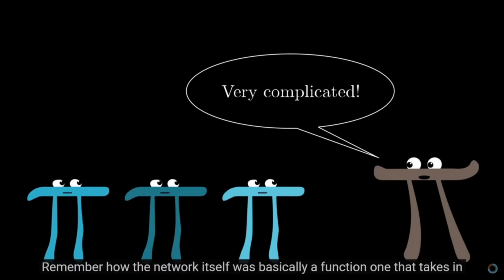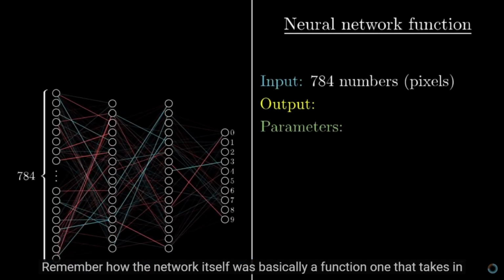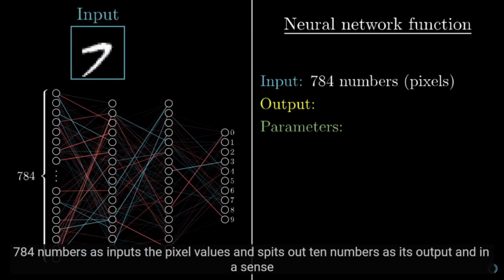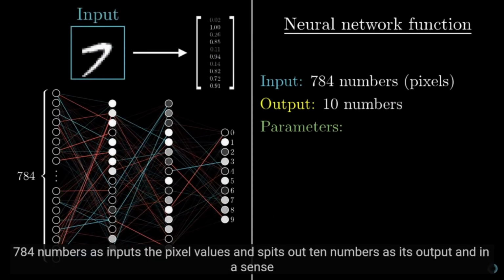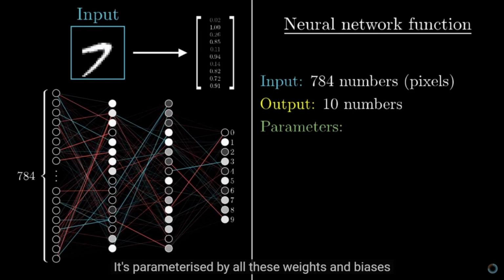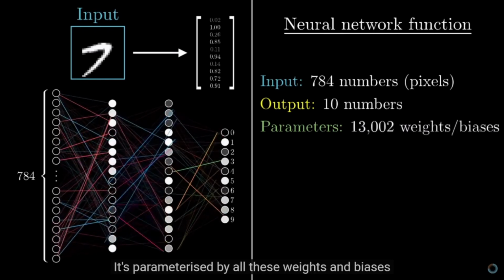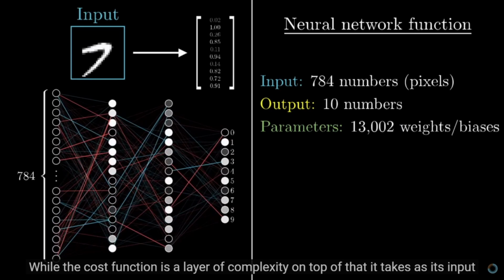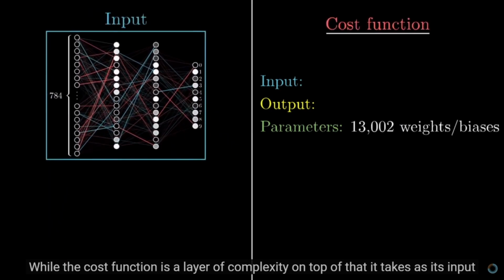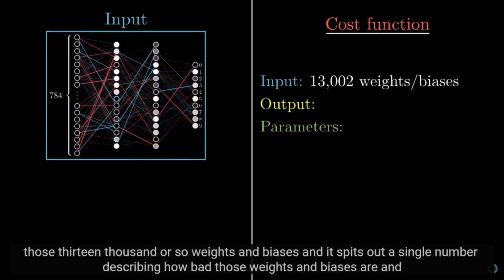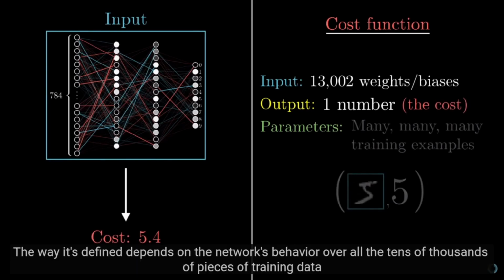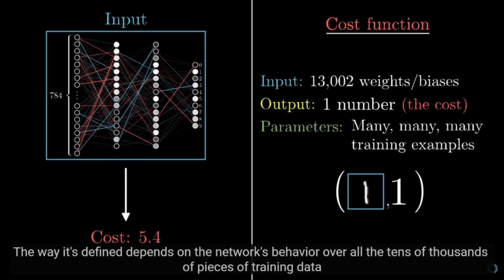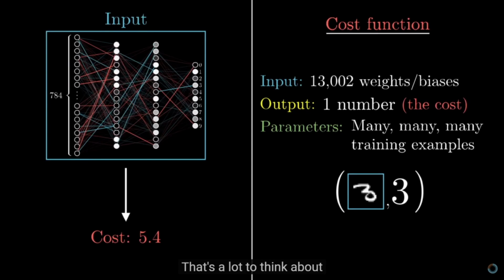Remember how the network itself was basically a function, one that takes in 784 numbers as inputs, the pixel values, and spits out 10 numbers as its output. And in a sense, it's parameterized by all these weights and biases. Well, the cost function is a layer of complexity on top of that. It takes as its input those 13,000 or so weights and biases, and it spits out a single number describing how bad those weights and biases are. And the way it's defined depends on the network's behavior over all the tens of thousands of pieces of training data. That's a lot to think about.